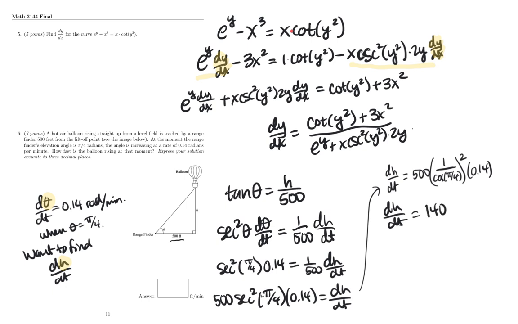And what are the units? So it is 500 feet and radians per minute. So this is feet per minute.